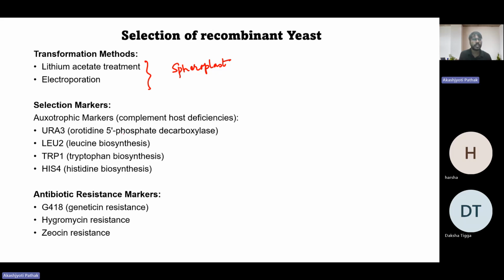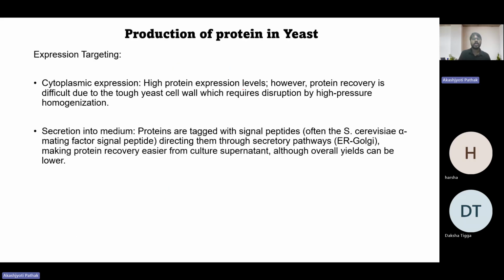The yeast which has taken up the recombinant plasmid will be able to grow only in this URA3 medium, while those that have not taken it up will not be able to grow. Okay. Then there are antibiotic resistance markers also that you can use for selecting which is the recombinant yeast.